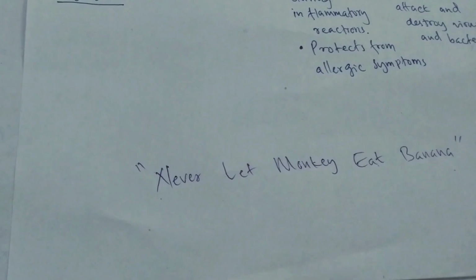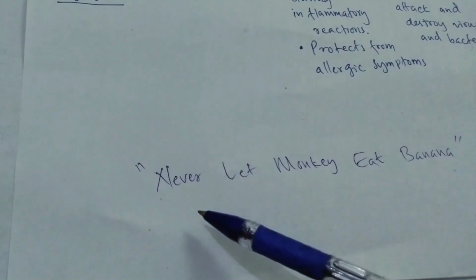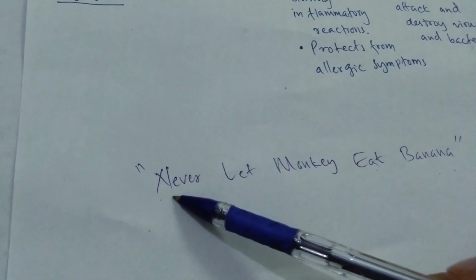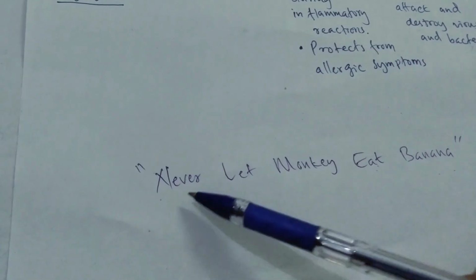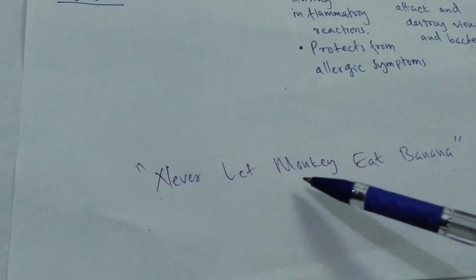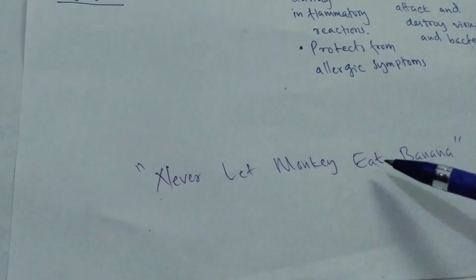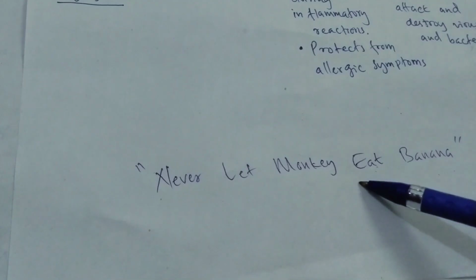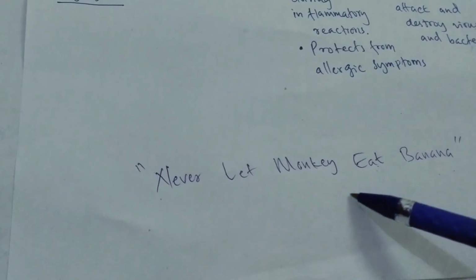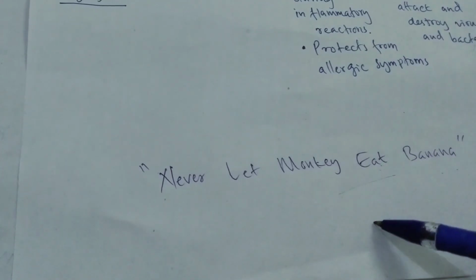For easy remembering of the types of white blood cells, let us memorize this mnemonic. Never let monkey eat banana. Never, N meaning neutrophils. Let, L meaning lymphocytes, and monkey, M monocytes. Eat, E eosinophils. Banana, B basophils. So never let monkey eat banana. Please do remember this and excel in the exam.